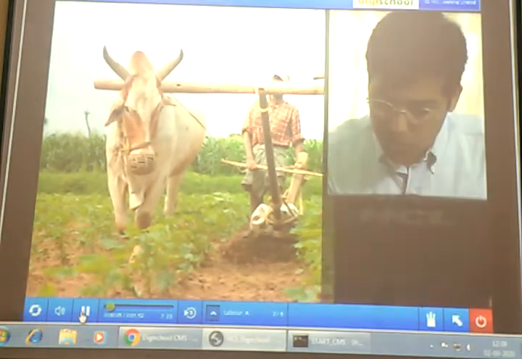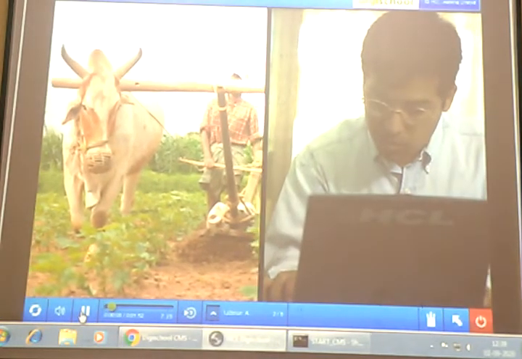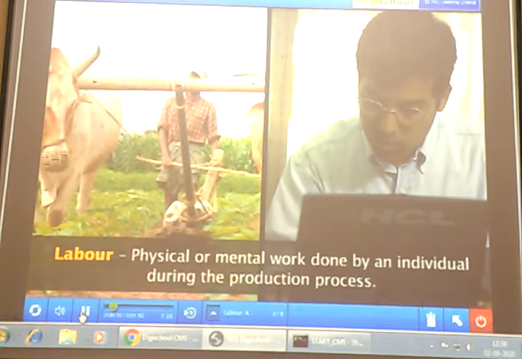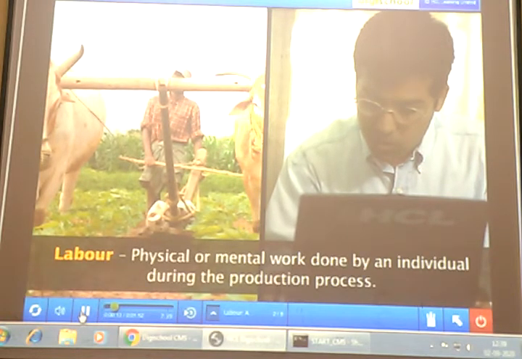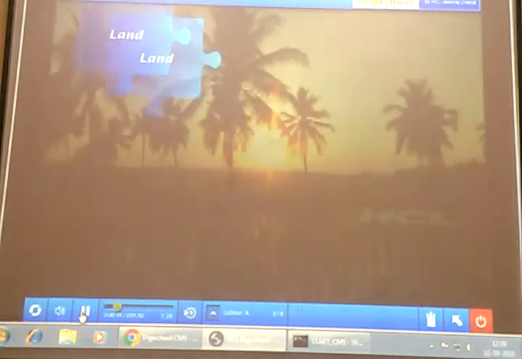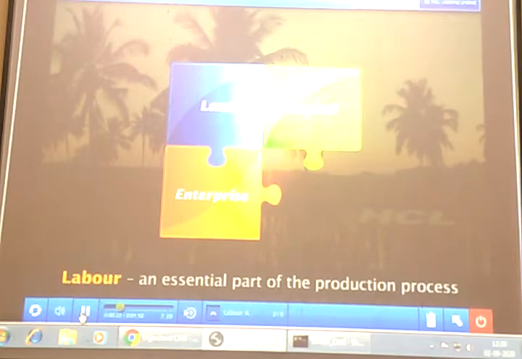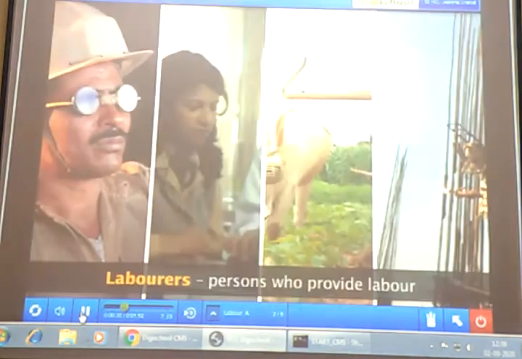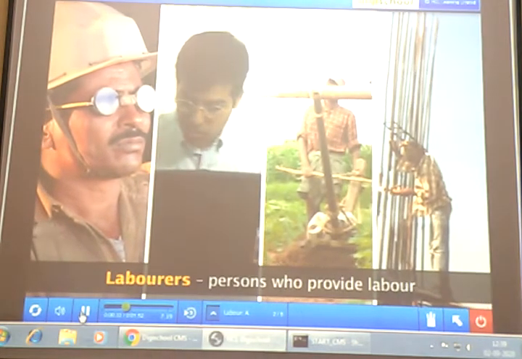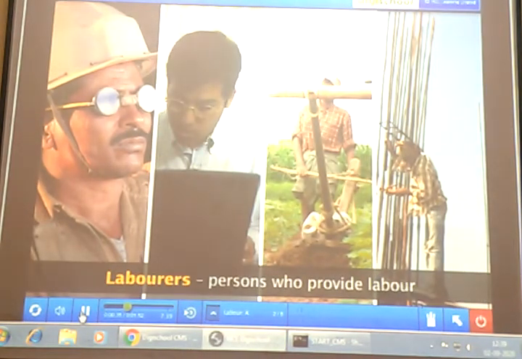Let us understand what exactly is meant by the term labor. Labor is the physical or mental work done by an individual for the production process. Labor is an essential part of the production process. It is required to complete any economic activity. The persons who provide labor are called laborers. Labor is inseparable from laborers because they are the source of their own labor power.